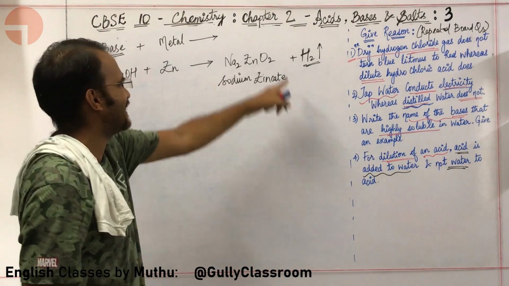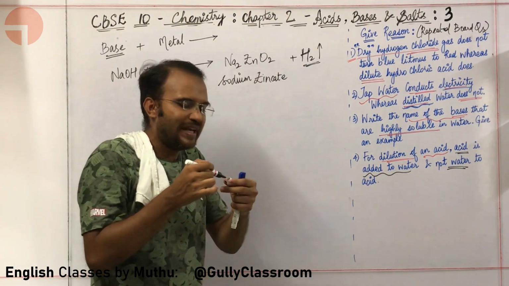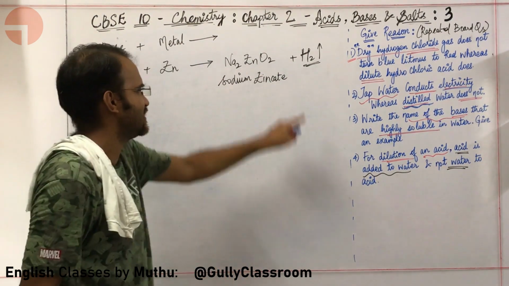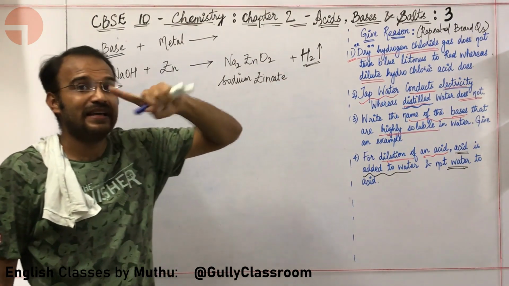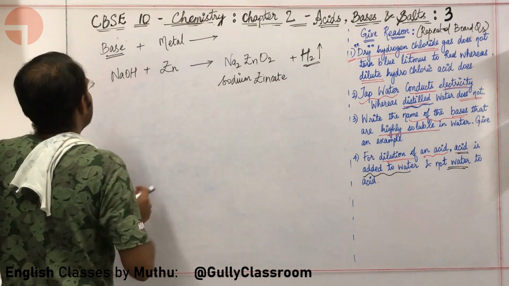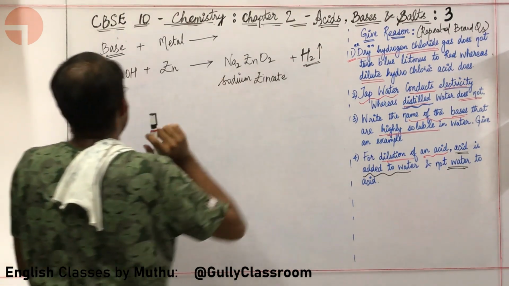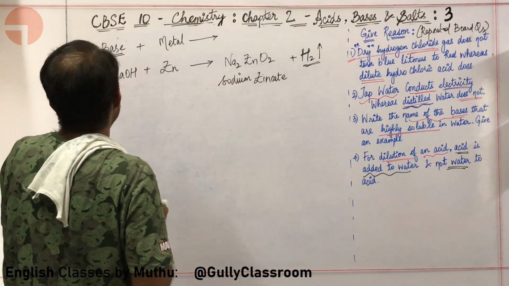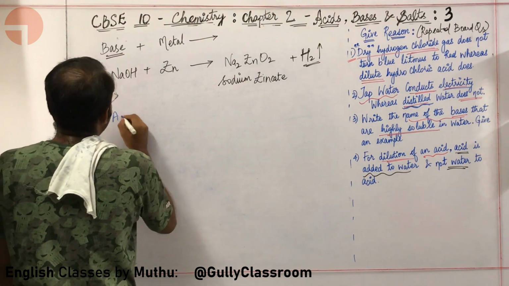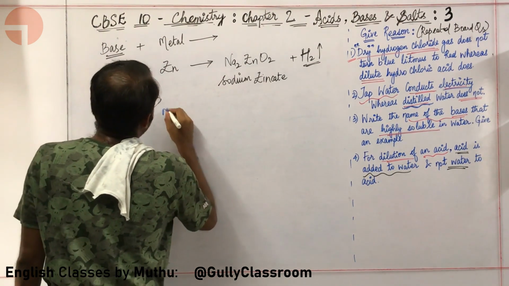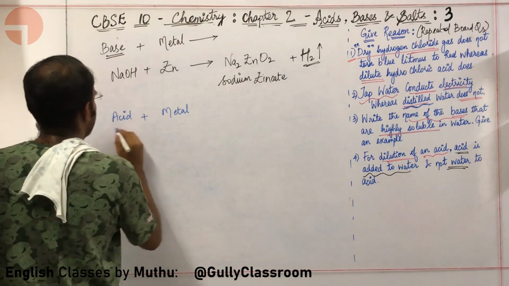Hydrogen can be detected by the popping sound if you take a burning splinter to hydrogen. We have already seen this in the last lecture. So base plus metal will give you a salt plus hydrogen. Sir, this is very similar to acid plus metal. Let us write a good example for this.